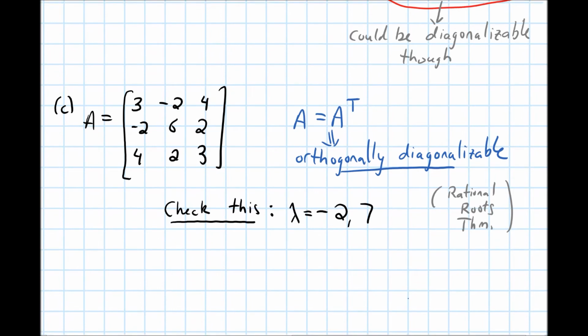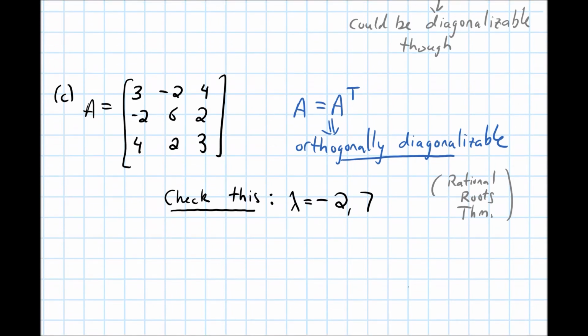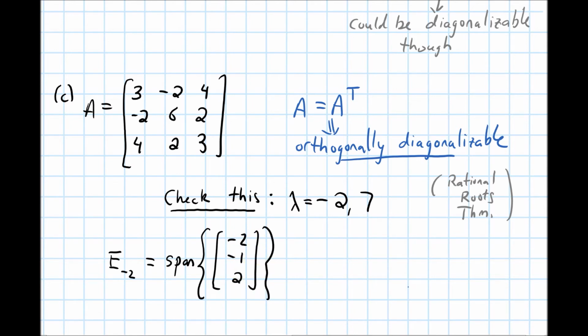Okay, and now let me go ahead and write down the eigenspace for each of these eigenvalues. So the eigenspace for negative 2, which I denote as E sub negative 2, is going to be the span of the eigenvectors in that eigenspace. So the eigenvector in this eigenspace ends up being, I believe, (-2, -1, 2). So this is something we could check. We could go ahead and find the eigenvectors for -2, and we'd get (-2, -1, 2), or maybe a non-zero multiple of this.